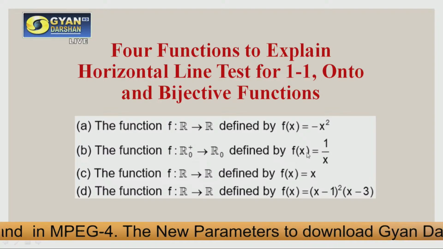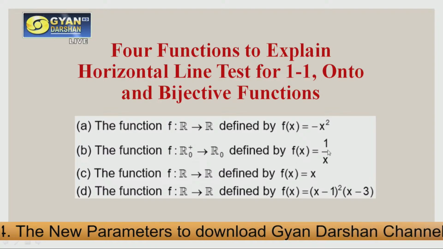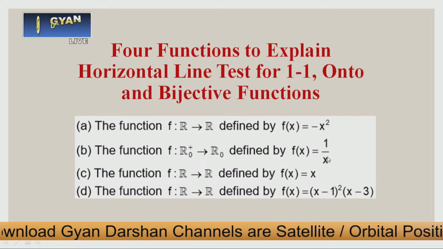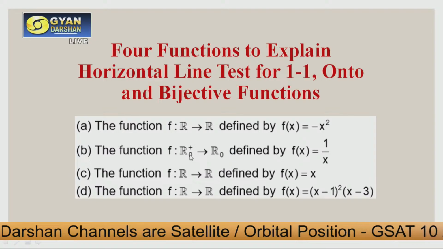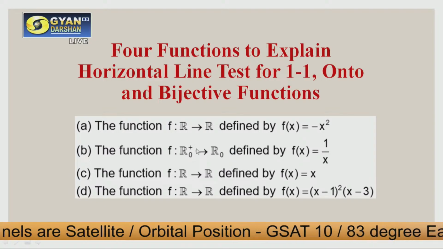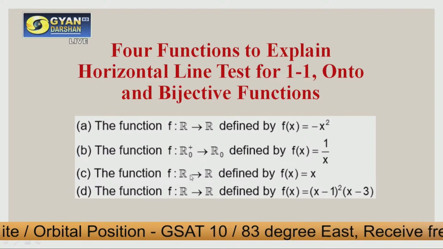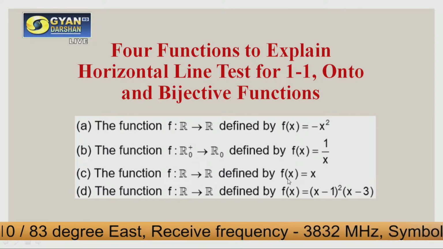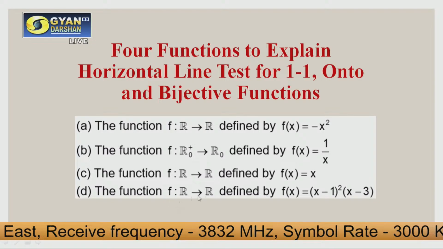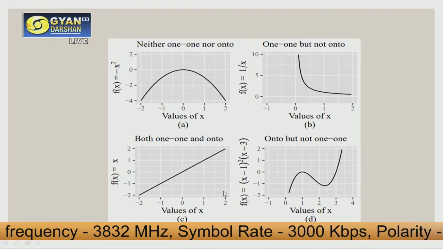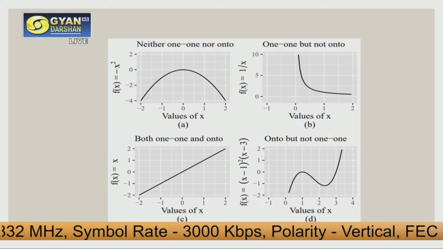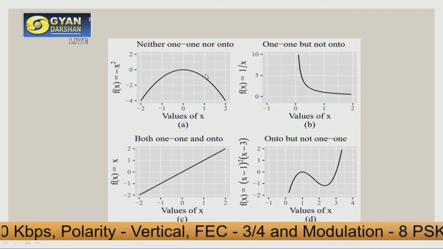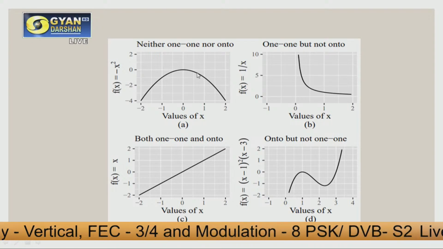And why have we put this condition? Because here we have defined 1 by x. If x is equal to 0, then 1 by 0 is not defined. That's why we have not taken 0 in the domain. And the third function is from the set of real numbers to real numbers, defined by f of x equals x. Whatever input you have, the output is the same number. And this is the 4th function. Now these are the graphs of these 4 functions. Now we check these 4 functions one by one, whether each is 1-1 or onto.